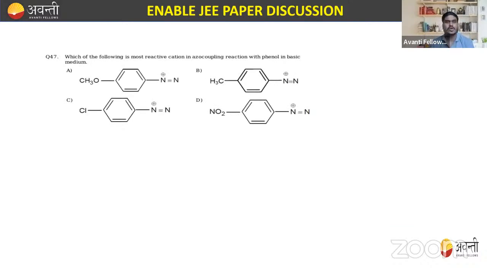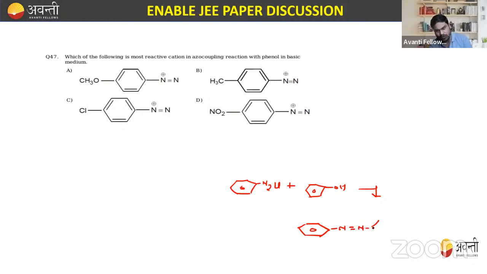That is question number 47. Which of the following is the most reactive cation according to the reaction with phenol in a basic medium? So which of the following is the most reactive in azo coupling? What is this azo coupling reaction, beta? Whenever BDC, that is N2Cl, is treated with phenol, then the formation of an azo compound takes place. Removal of HCl and formation of what, beta? An azo compound takes place.